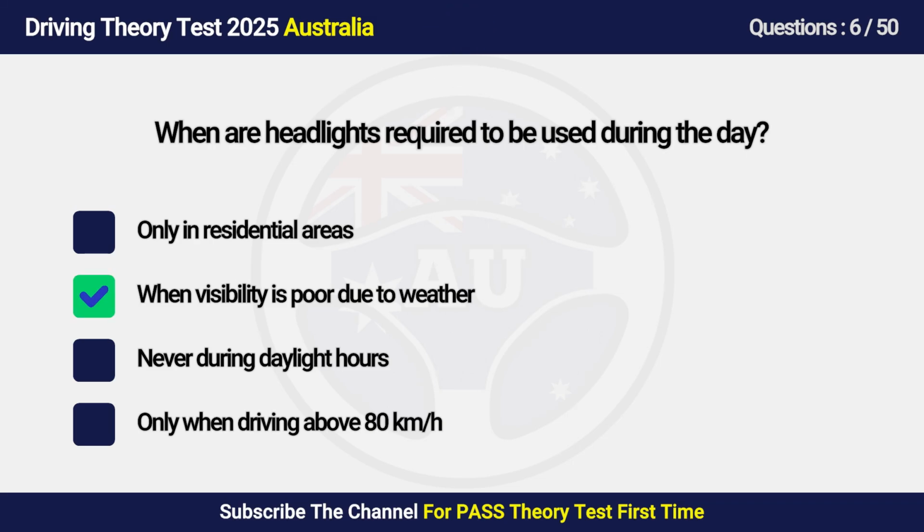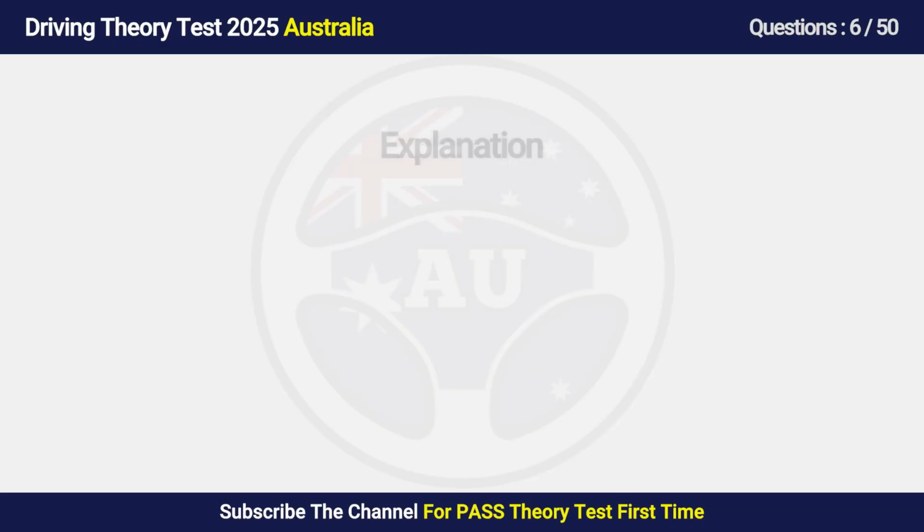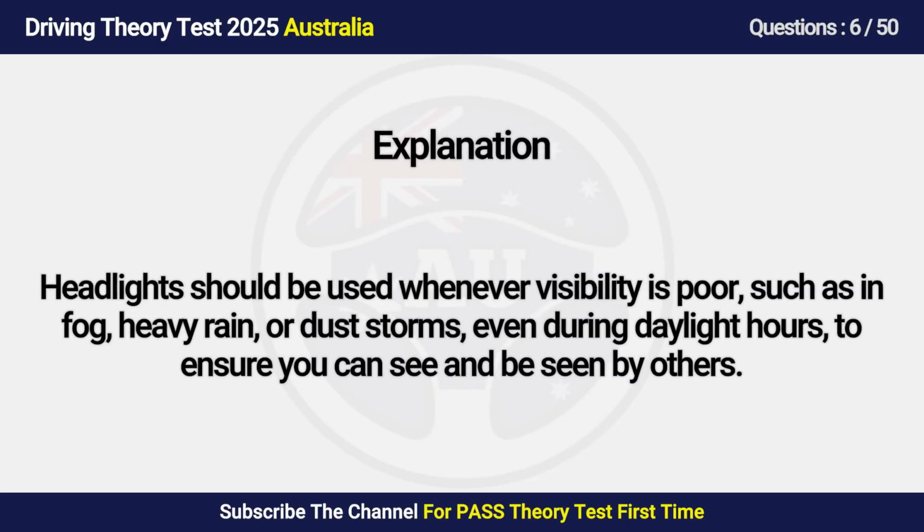Answer is B. When visibility is poor due to weather. Headlights should be used whenever visibility is poor, such as in fog, heavy rain, or dust storms, even during daylight hours, to ensure you can see and be seen by others.